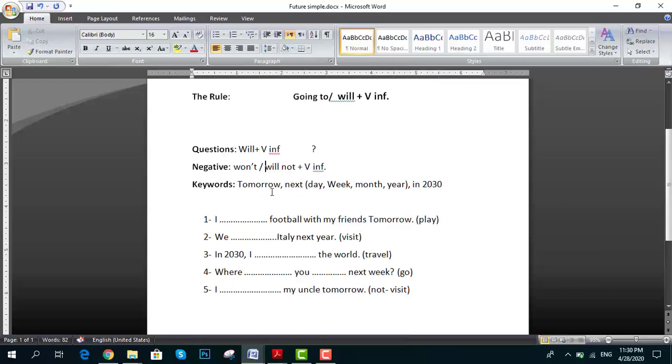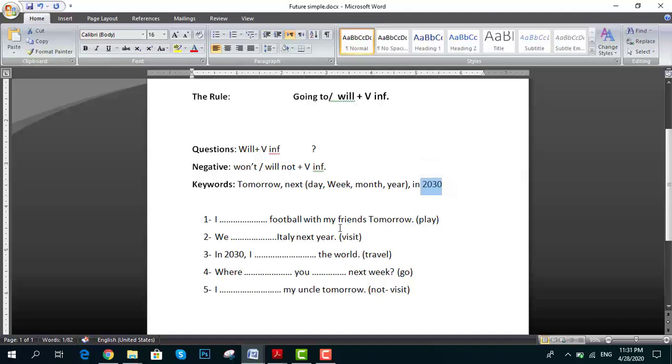So the keywords are tomorrow, something that will happen, next day, next week, next month, next year, whatever, and in plus a date that is in the future, not in the present and not in the past. So 2030 is not here yet, okay? So it is the future.